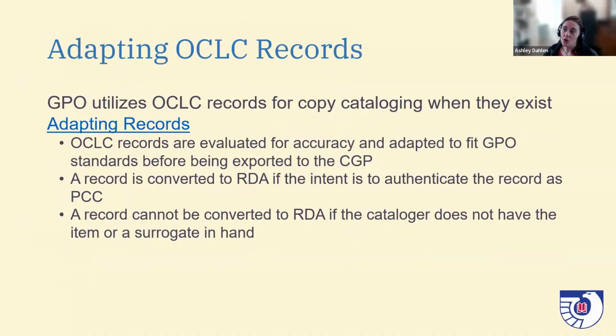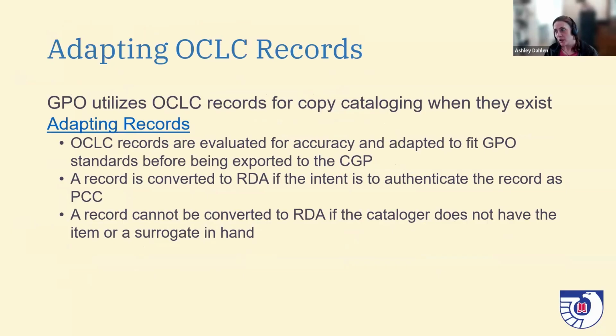GPO does use OCLC records for copy cataloging when we need to. I gave you a link there to the policy on adapting records. What we do is we find a record on OCLC, we're going to evaluate that record for its accuracy, and we're going to adapt it to fit into our standards before we bring it into the CGP.